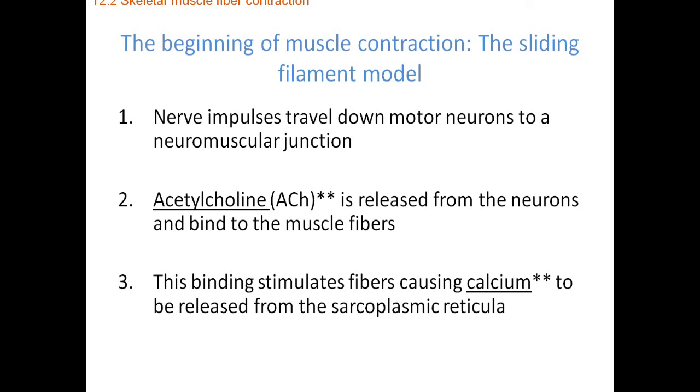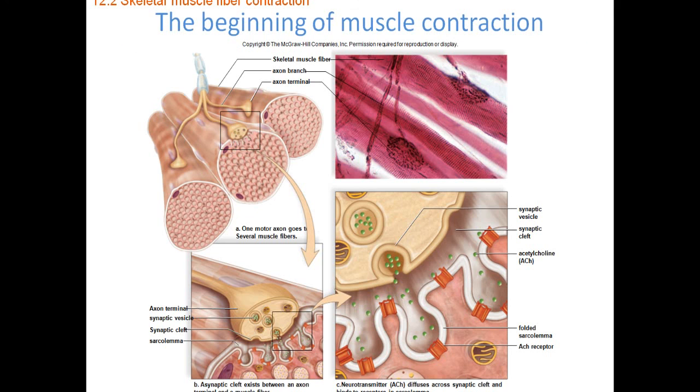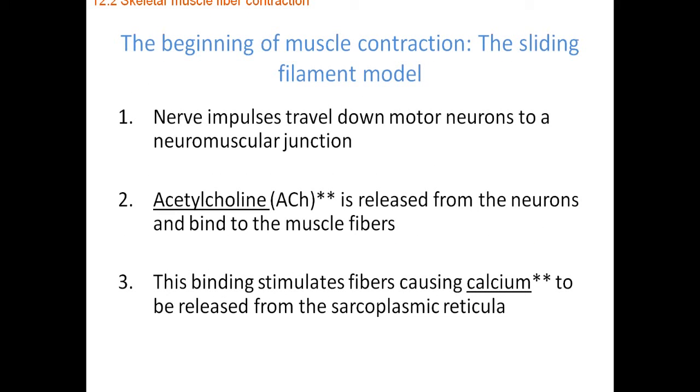Okay, and we symbolize acetylcholine ACH. What it does is it passes through this space in between, and it's going to bind to receptors on the muscle. So let me go back. It's going to bind to receptors on the muscle, and when it binds, it causes these fibers to release calcium. So calcium is going to be important. Calcium is going to be released from the sarcoplasmic reticulum.